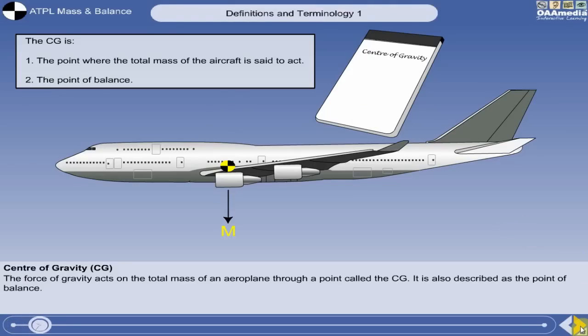We are now ready in this lesson to define and understand the major terms of mass and balance, which are essential as we progress through the subject. To start, let us remind ourselves of the definition of centre of gravity from a previous lesson. The force of gravity will act on the total mass of an aeroplane in a vertically downward manner at a point called the centre of gravity. It can also be described as the point of balance.